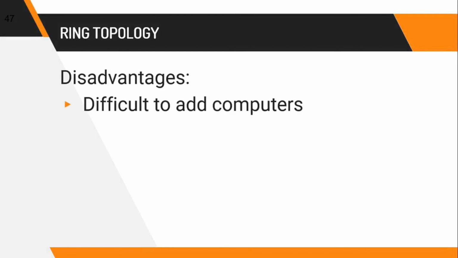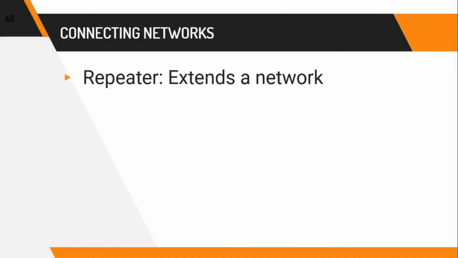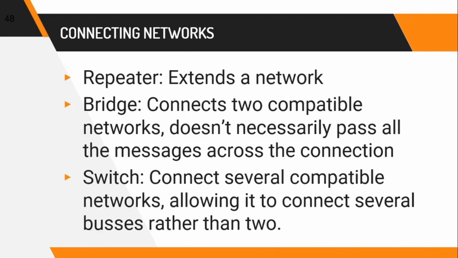So disadvantages, it is difficult to add computers, it is more expensive. If one computer fails, the whole network fails. Connecting networks. So we make use of our repeater. A repeater extends a network. We also make use of our bridge. It connects two compatible networks. It doesn't necessarily pass all the messages across the connection. And we use a switch. It connects several compatible networks, allowing it to connect several buses rather than two.